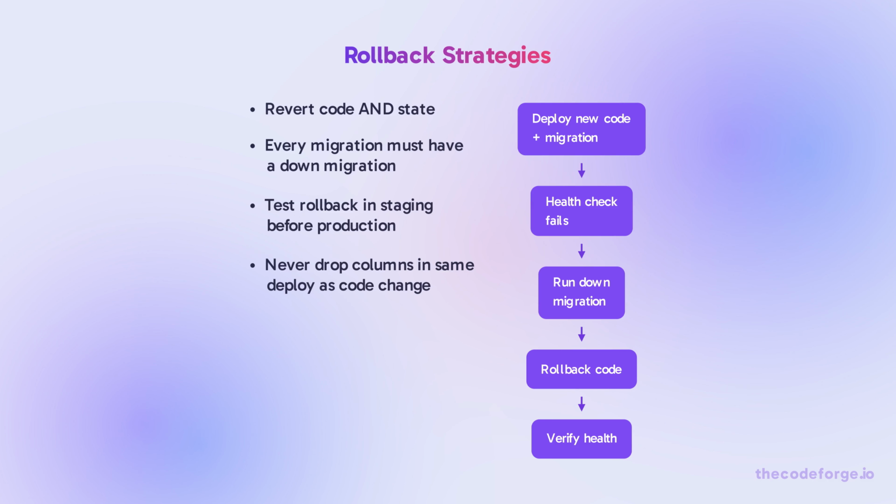A rollback is not just reverting the code, it's reverting the state. If the new version ran a database migration, rolling back the code might leave the schema in an incompatible state. The safest approach: make every deployment reversible with a down migration.